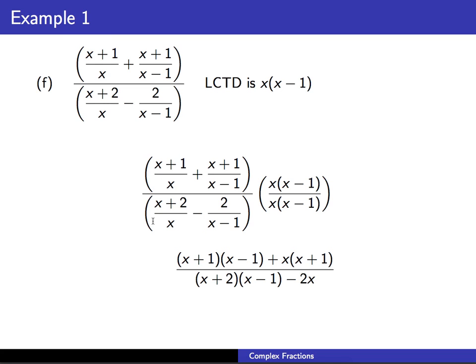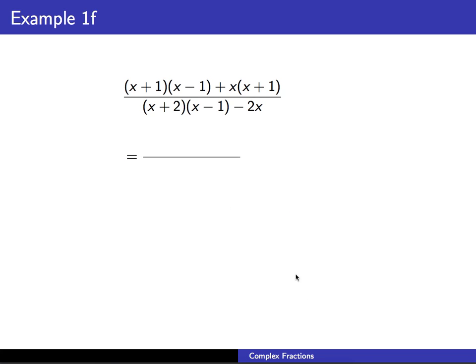And then our bottom left term, the x's will cancel. So we'll have x plus 2 times x minus 1. And then bring down the minus. And our bottom right term, the x minus 1's cancel. So we're left with 2 times x. So multiplying this out, x plus 1 times x minus 1 is x squared minus 1. And then plus, distributing this x, we have x squared plus x. Then in our denominator, x plus 2 times x minus 1 is x squared plus x minus 2. And then bring down the minus 2x.